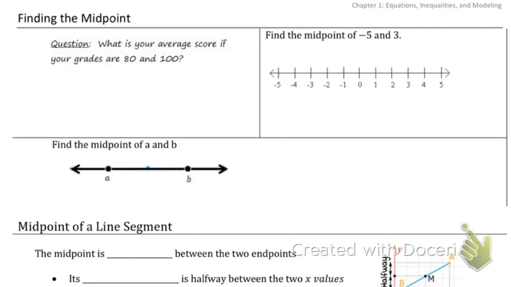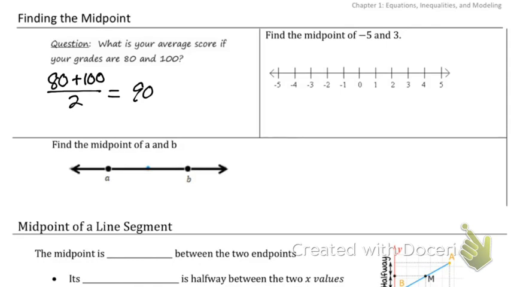The midpoint formula. First of all, how do we find the average score if your grades are 80 and 100? What's the math I need to do, Ross? Add them and divide them by 2. So we would just do 80 plus 100 divided by 2, which is going to equal 90.